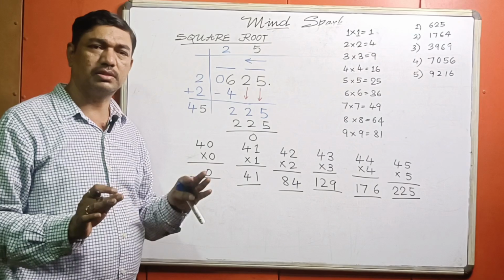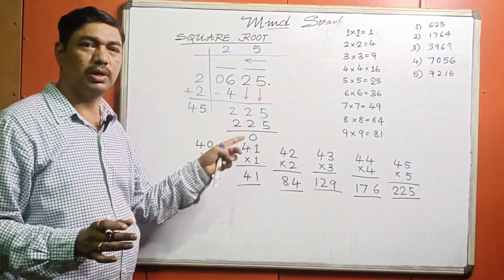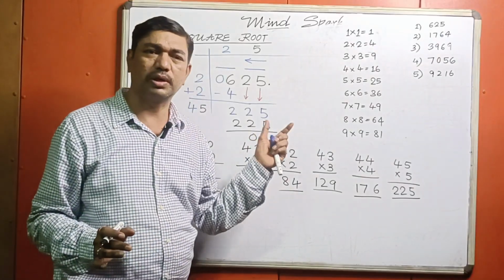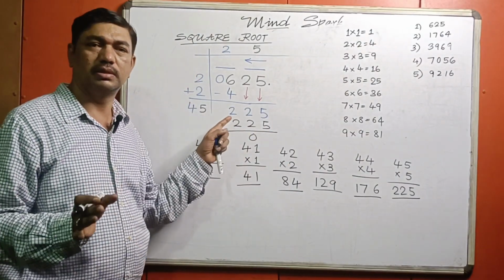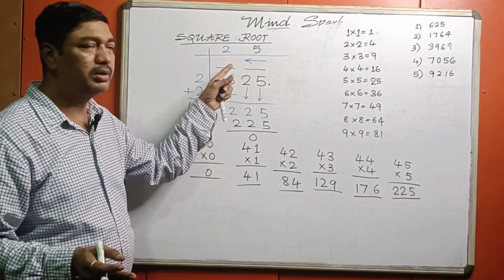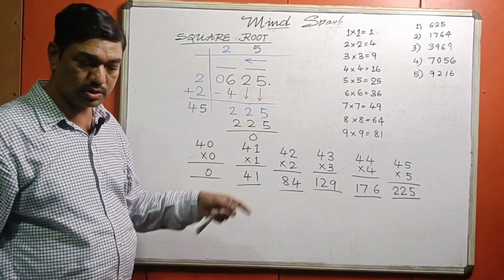In your 10th class you have to do so many problems. You have to go for square root. If you don't know how to find square root, you will be in trouble. So you compulsorily have to learn how to find square root. So this is about the 625 problem.